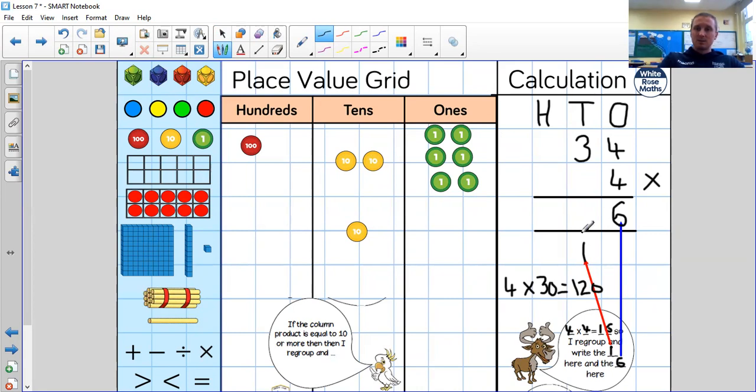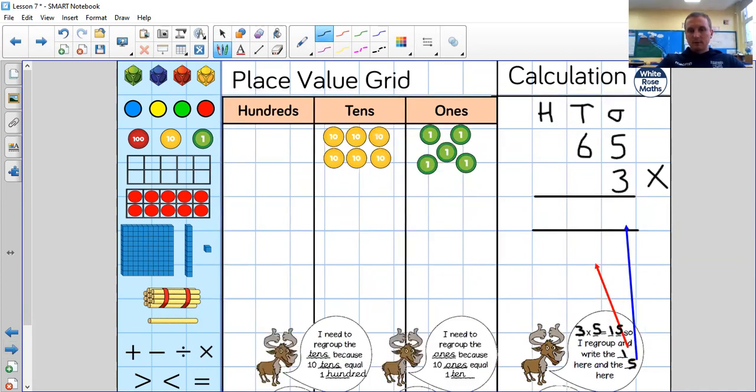But I need to make sure that I remember that my 10s, I'm going to add on that. I've made a 10 for my 1s, remember, I regrouped. So it's my answer. I add my 1 onto the 2, and that's 136. There it is in my place value grid, 136. Okay, let's have a look at the next one together.